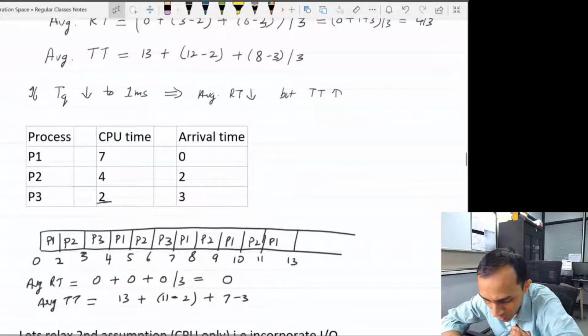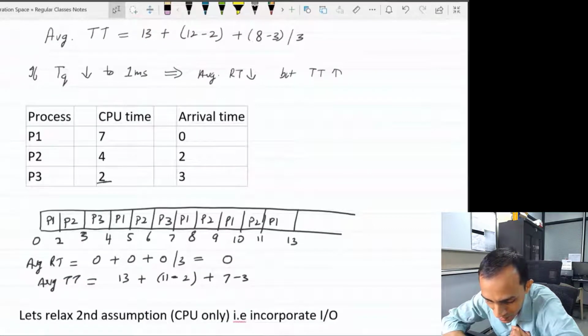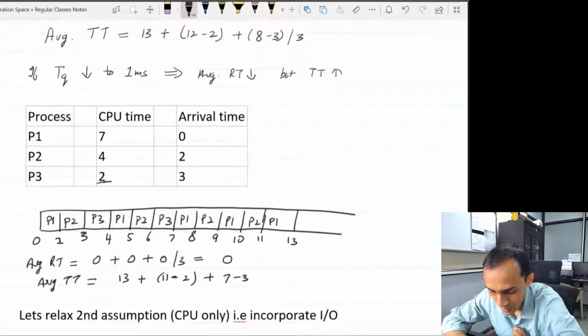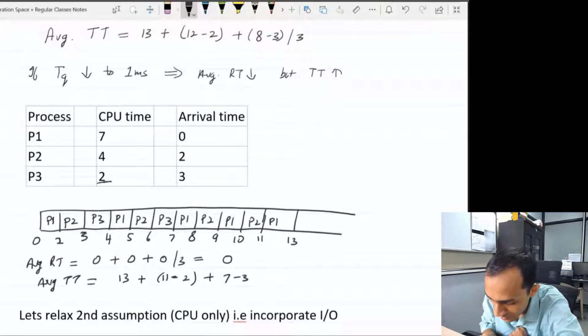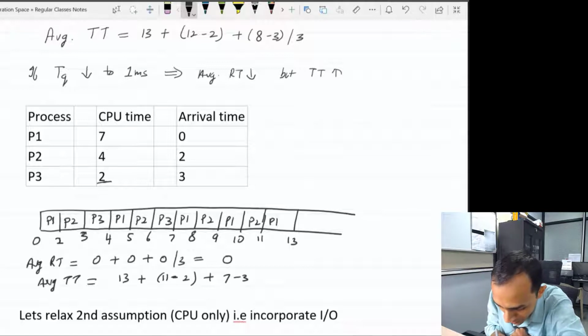But in general, what will happen? This is probably by luck it is happening. But in general, what will happen is, I hope you have got the intuition, it will generally tend to stretch the process as long as possible because now they are switching earlier. So process may tend to finish towards the later side. And in that sense, turnaround time may increase in general.